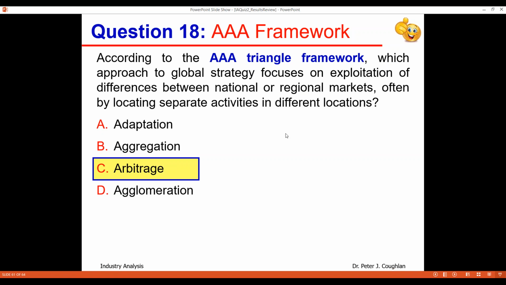You're basically locating some activities where they're cheap, putting your production where supply is cheap, and selling it where demand is high, right? And so again, buy low, sell high. That's the notion of arbitrage. Agglomeration is actually not one of the 3 A's in the Triangle Framework. I won't even go into how that is sometimes incorporated into that framework, but no. The AAA framework is adaptation, aggregation, or arbitrage, and the answer here is arbitrage.